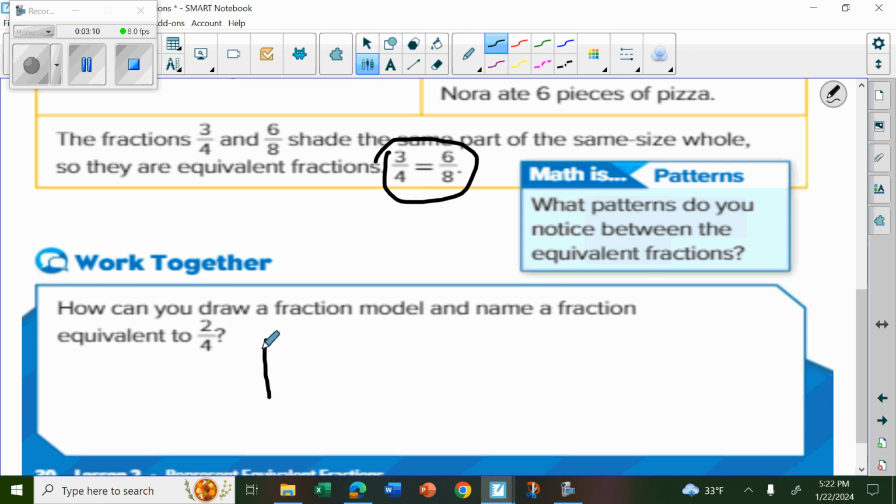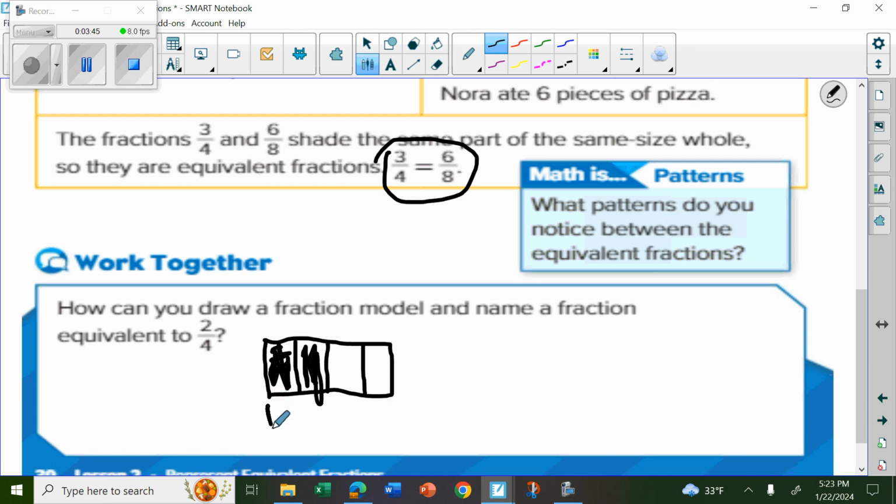Okay, so you know what? I'm going to do a rectangle because to me that's easier. This is a perfect rectangle, and I am going to split this into 4 equal parts. Now, it says a fraction equivalent to 2/4. Well, I'm going to shade 2 of those 4ths. So it's 1, 2. Okay, sorry, got all crazy.